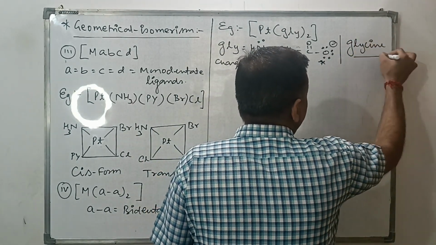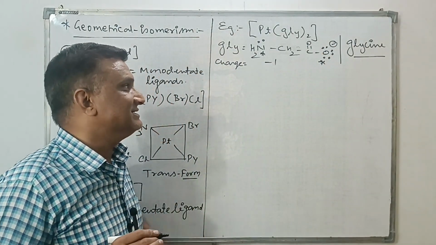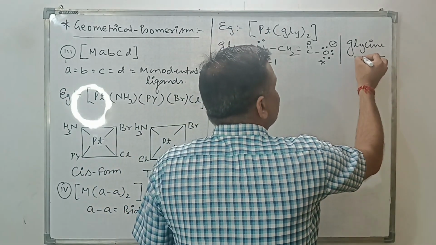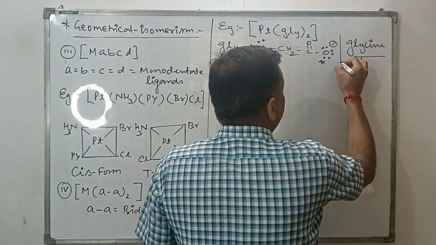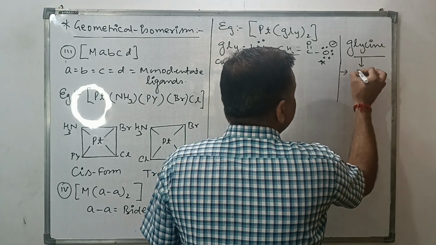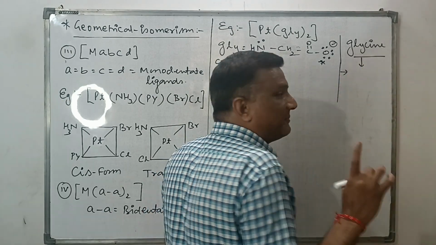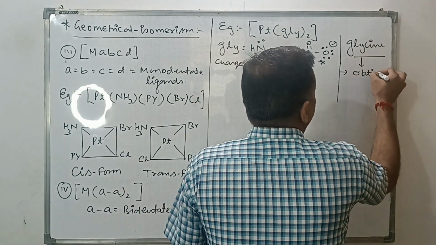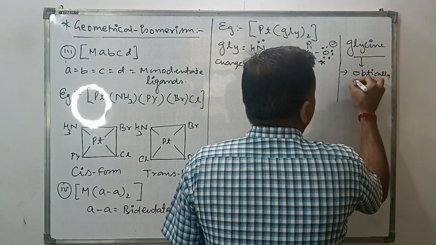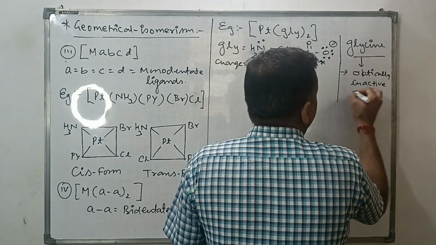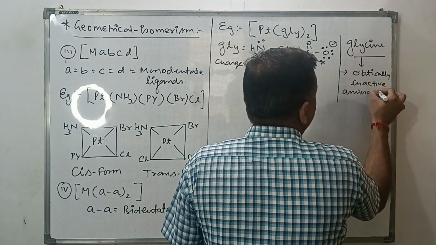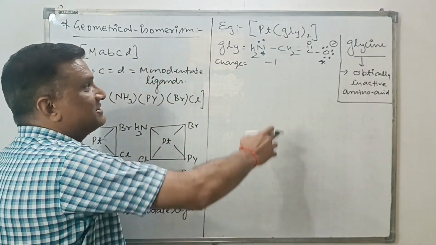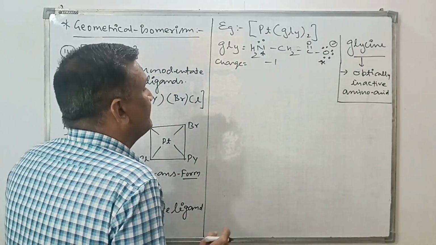Glycinato is formed from glycine, which has lost its H+ from here. Regarding this I would like to say, it's one of the amino acids which is not optically active. So you will say this is an optically inactive amino acid. Optically inactive. Now the time to discuss the geometry of this compound.